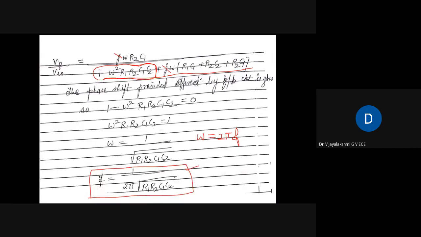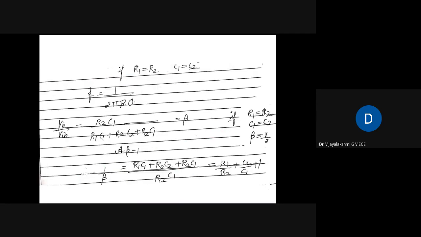Now, if at all you are selecting the values of R1, R2, C1, C2 to be the same, that is, if R1 is same as R2, C1 is same as C2, then your frequency reduces, because the square root will vanish, because R1 and R2 are same, right? So R into R square, so root goes, C into C square, the root goes. So you have f is equal to 1 by 2 pi RC. Yes, this is about the frequency of oscillation.